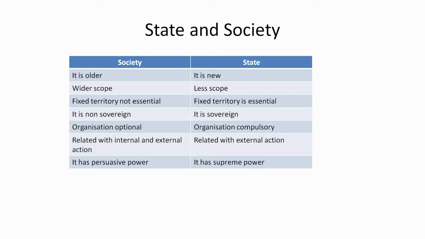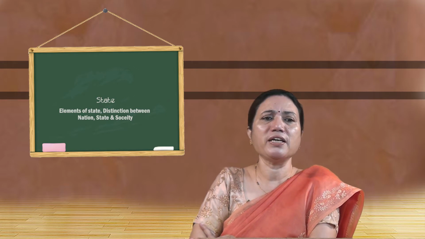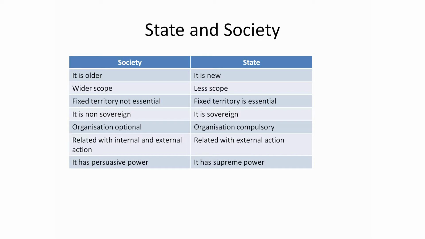Whereas state is a new concept, less in scope. It has to have a fixed territory, it is sovereign, organization is compulsory, membership of state is compulsory, and it is related to external actions and has supreme power.